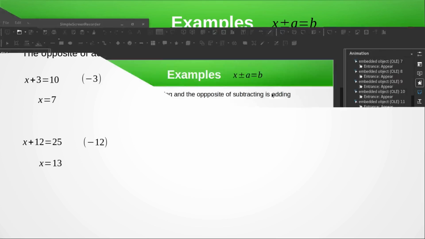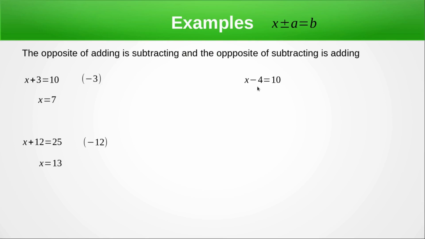Let's look at one more example. X take away 4 or subtract 4 equals 10. Well, how do we cancel out subtracting 4? Well, we add 4. That cancels this out and changes the 10 to a 14, because we've got to do these things here to both sides, so they not only cancel out the thing we were doing before, but they change the size of the thing on the right hand side as well.